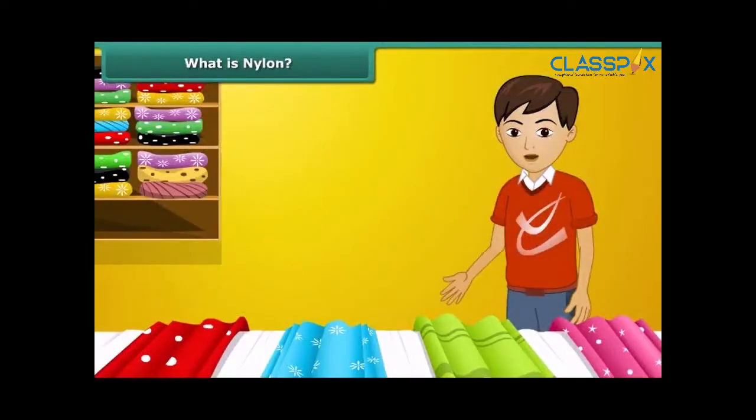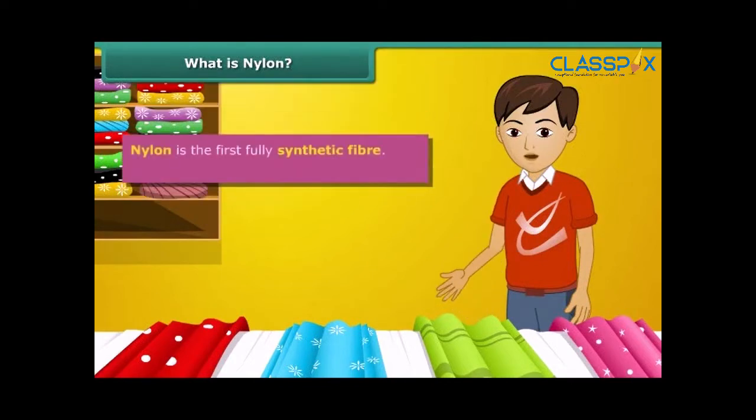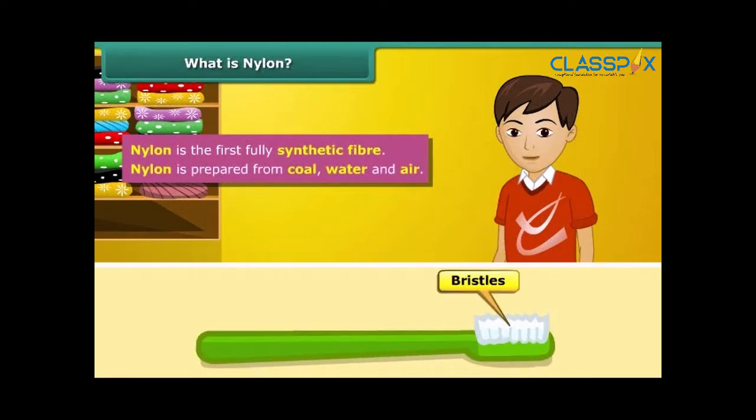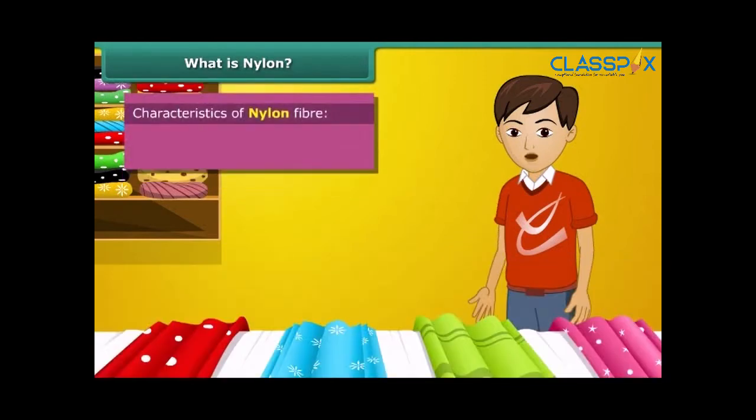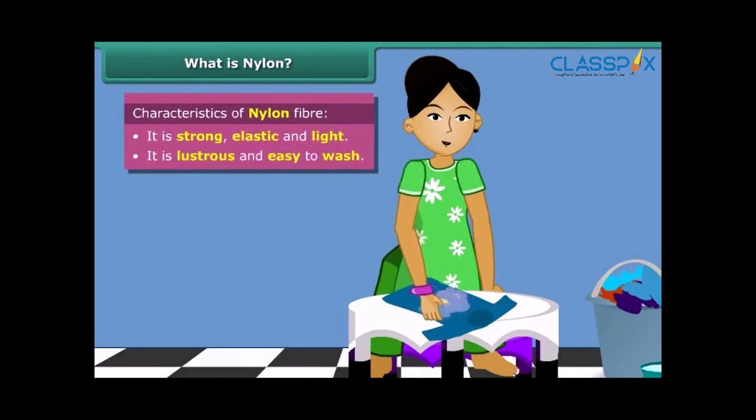Do you know what is the first fully synthetic fiber? Oh yes, it is nylon. The very first nylon product was toothbrush with bristles. Can you think why nylon is so popular for making clothes? Well, nylon fiber is strong, elastic, light, lustrous, and easy to wash.